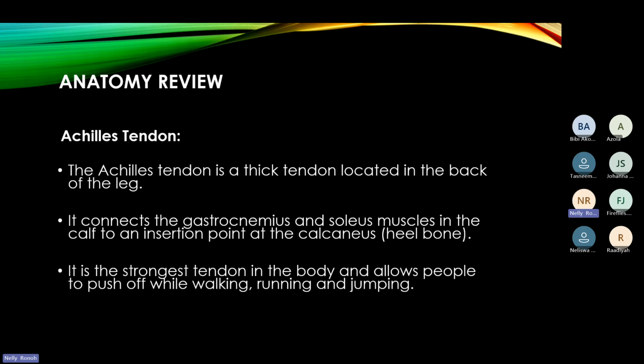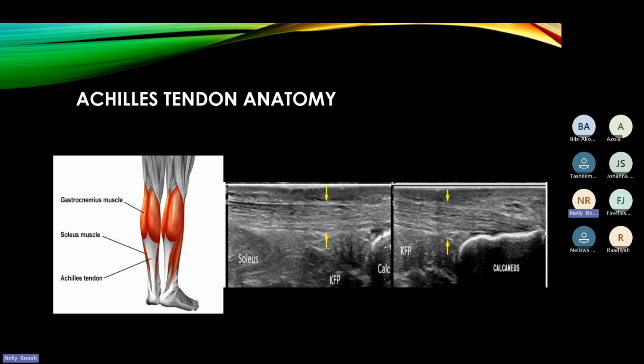In this case, we have the anatomy review where we will start from. The Achilles is usually a thick tendon located in the back of the leg, and it connects the gastrocnemius and the soleus muscle in the calf to an insertion point at the calcaneus. The calcaneus, of course, is what is known as the heel bone. And it is the strongest tendon in the body and allows people to push off while walking, running and also jumping.